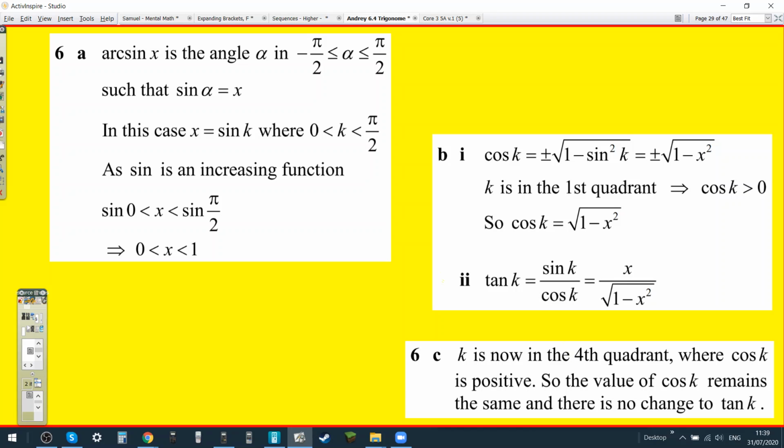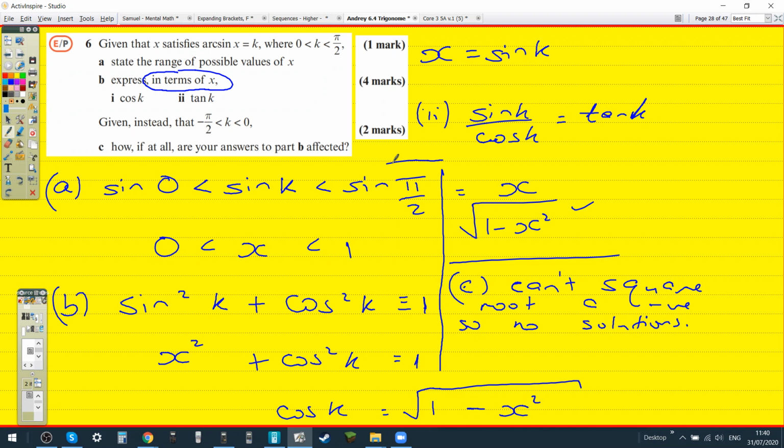So this is the second misprint that I saw in this exact part of the book. Different authors write different parts of maths books. And whoever wrote this, I'm not happy with them. The value of k remains the same, and there is no change to tan k. You mean there is a change? Maybe we're wrong. Let's see.